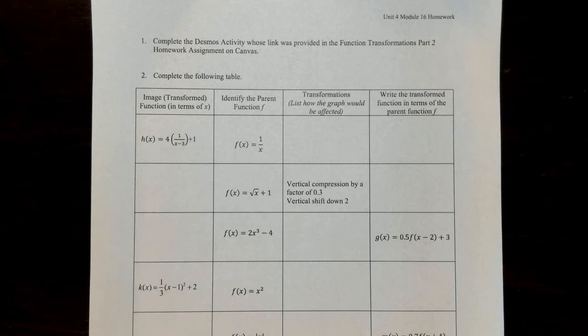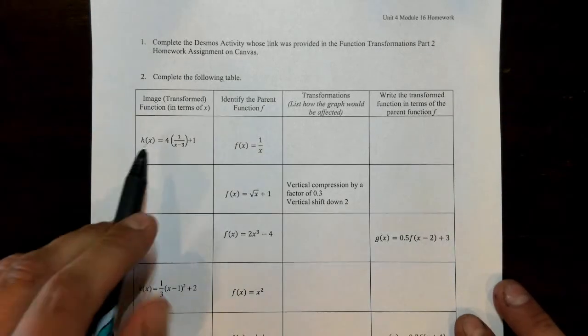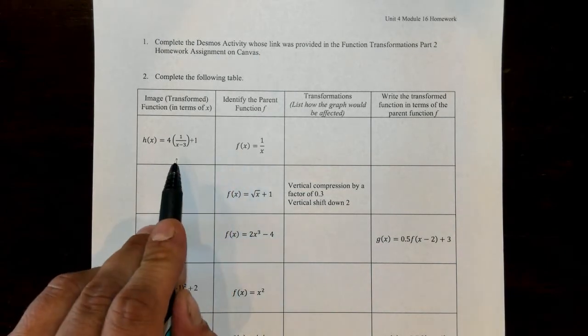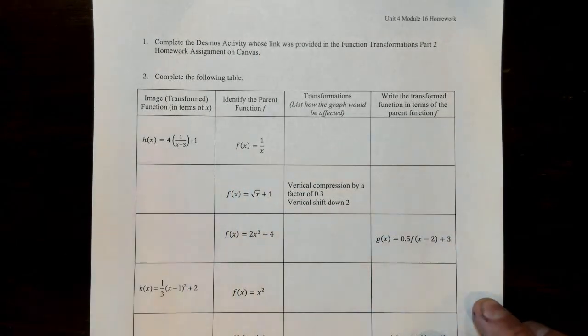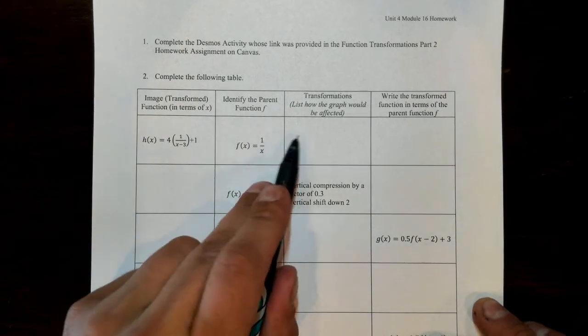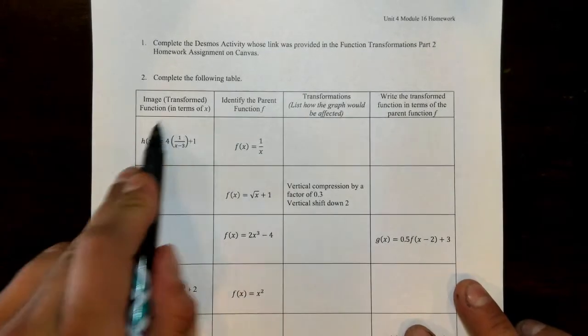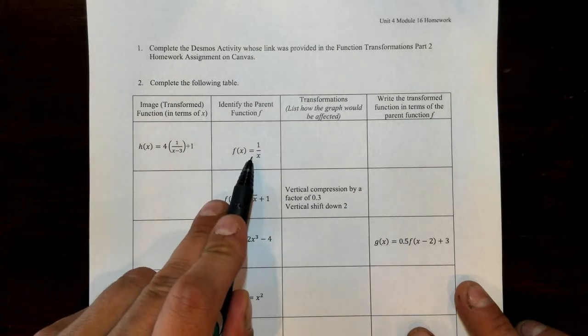So we have what we call a parent function, and then we manipulate the function to kind of transform it into something else. Here is our parent function here. And here is our image, our transformed function. So we need to list the transformations that are going on here compared to our f of x function.